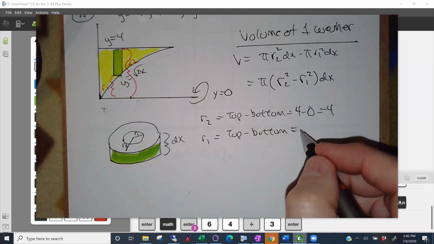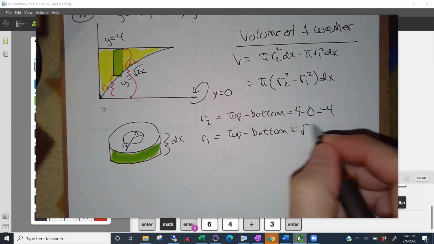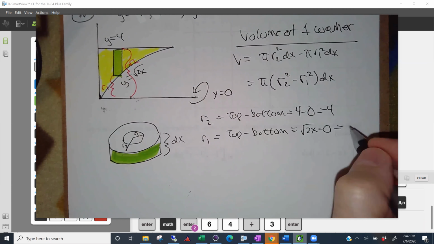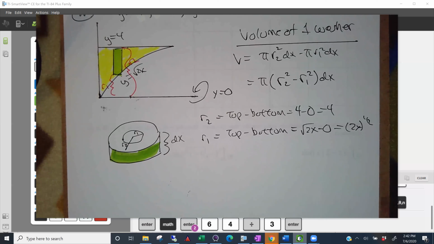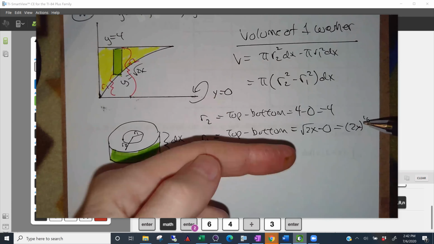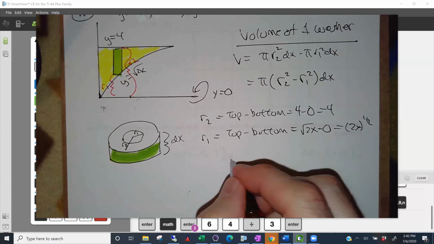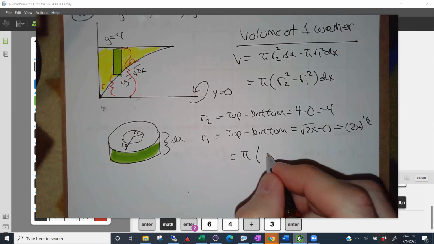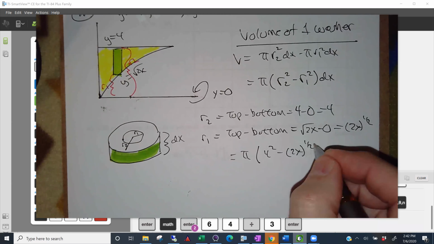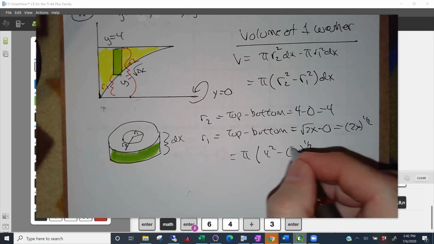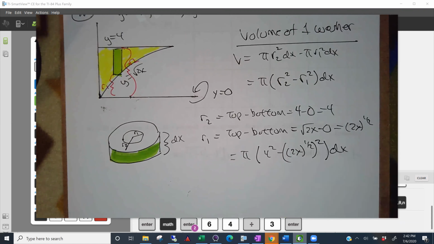R1, what would that be? And then that one would be the root 2x minus 0. Good, perfect. And I'll just write that as 2x to the 1/2 for my convenience. Thanks, Kevin. All right, so let's put both of those expressions in up here. That's going to be pi times 4 squared minus 2x to the 1/2 squared dx.